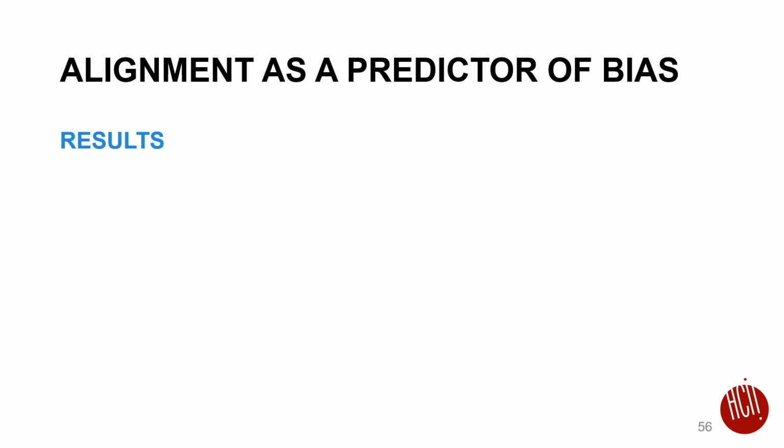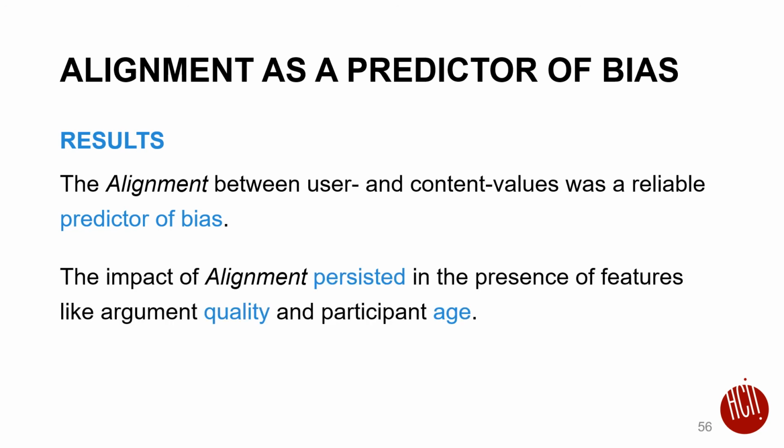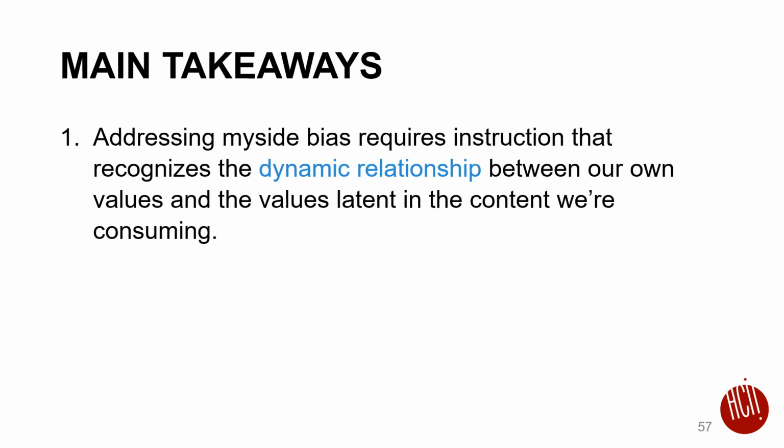This experiment demonstrated that our construct of alignment between user and content values was a reliable predictor of bias, and that the impact of alignment persisted even in the presence of features like argument quality and participant age. So to summarize, first, addressing my-side bias requires instruction that recognizes there's a dynamic relationship between our own values and the values latent in the content we're consuming.